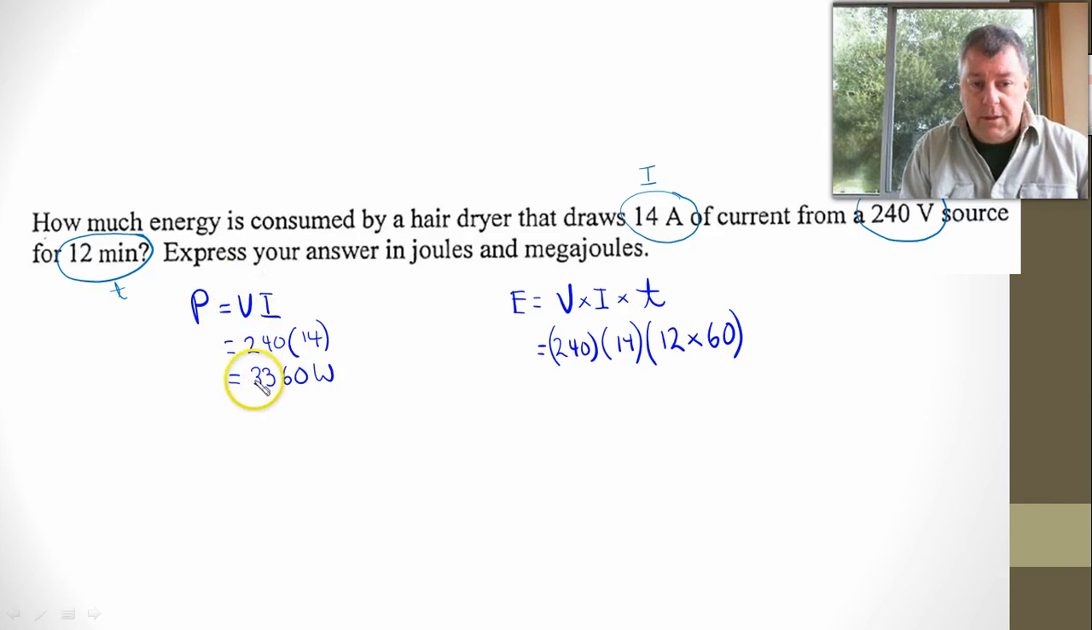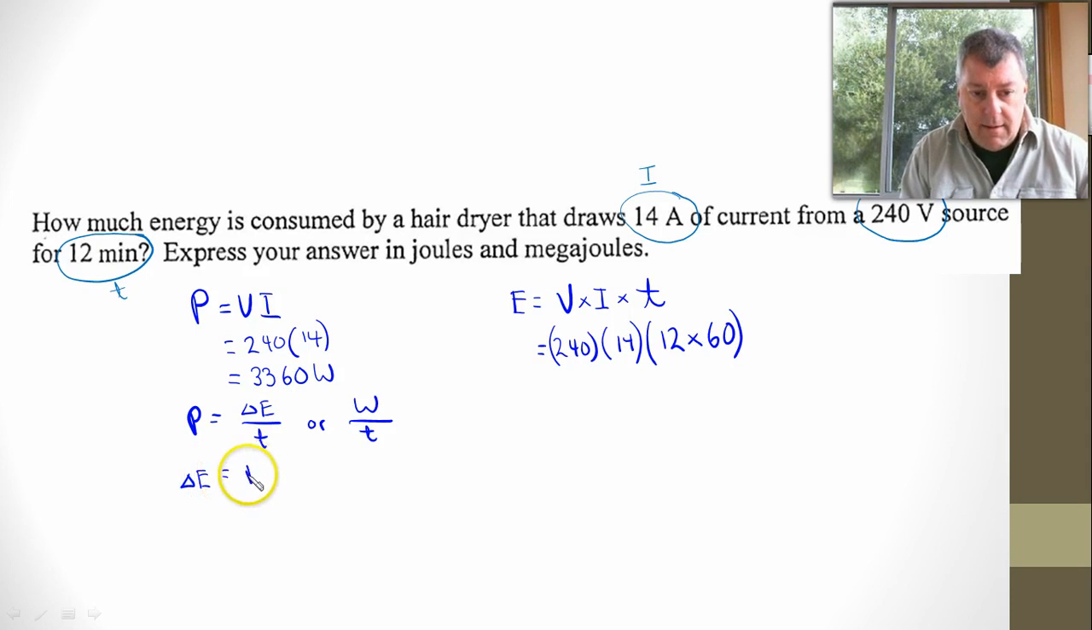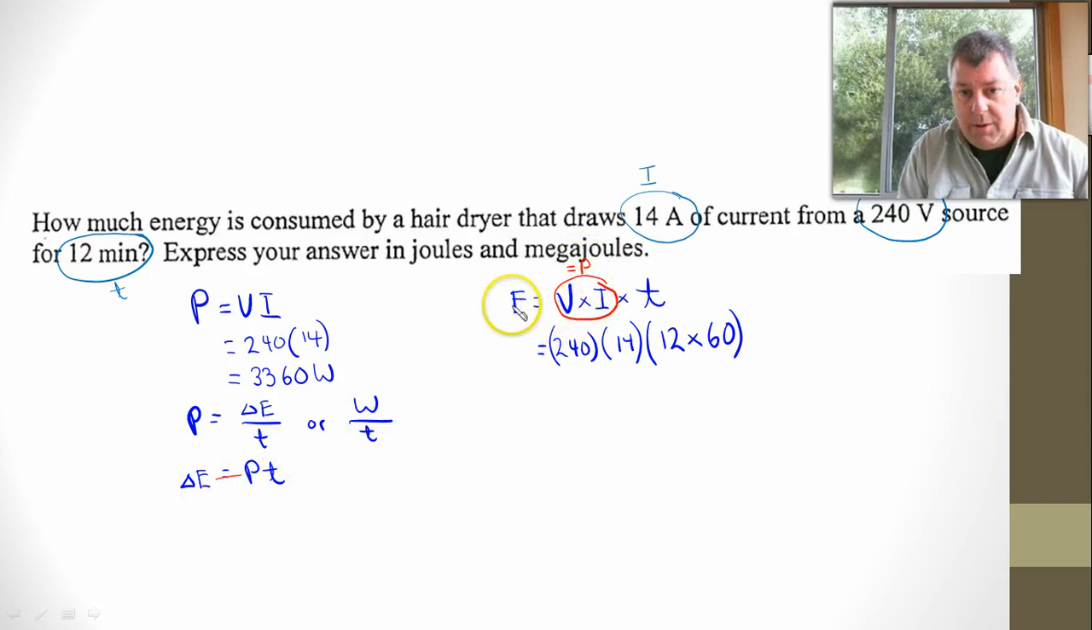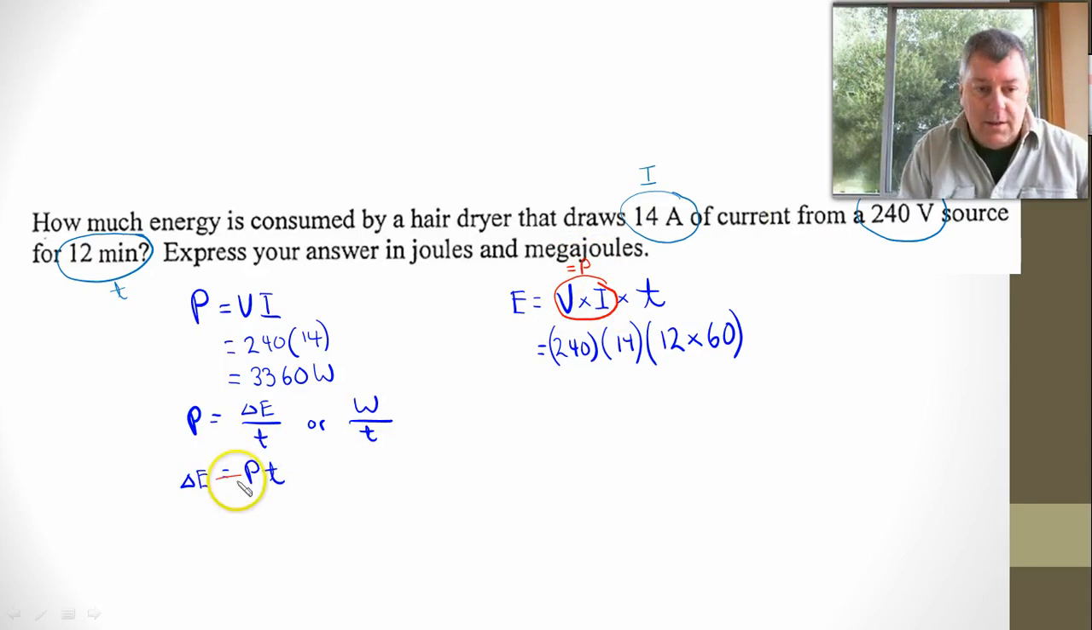Now conversely, if we're doing it this way, we should recognize that P equals delta E, the change in energy, over time, or we could have used the equation work over time. In either case, we would rearrange it to be E equals PT. Okay, and you might recognize that this is effectively the same equation that we have up here. Let's get back into this.